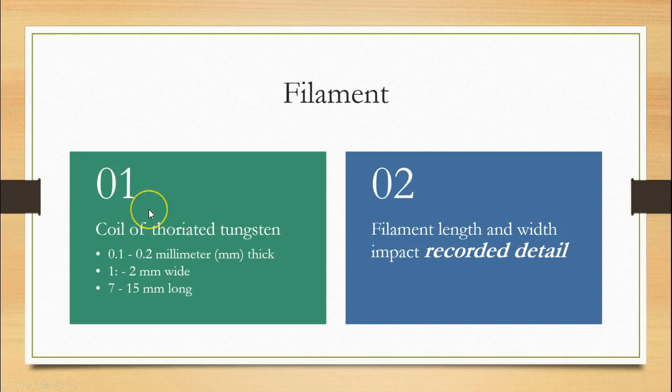The filament is a coil of thoriated tungsten. It's 0.1 to 0.2 millimeters thick, 1 to 2 millimeters wide, and 7 to 15 millimeters long. It depends on the tube what is purchased for the filament and exactly what those numbers will be, okay? The filament length and width impact the recorded detail. So the smaller the filament, the better detail you're going to have.